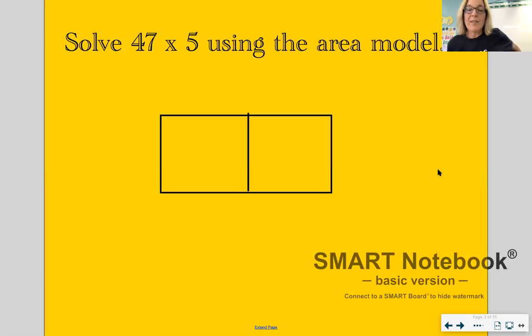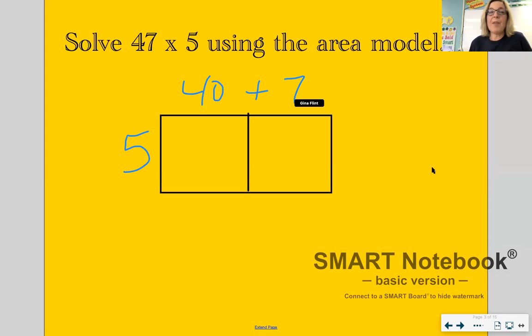So let's try 47 times 5. Well, I'm pretty comfortable multiplying by 5s, not so much multiplying by 47. So we could do 40 plus 7. And then you multiply 40 times 5 is 200. 7 times 5 is 35. And 200 plus 35 is 235. Fairly simple to do in your head.